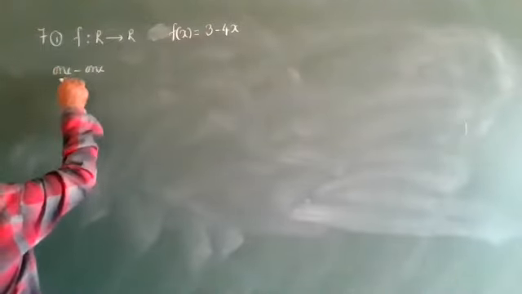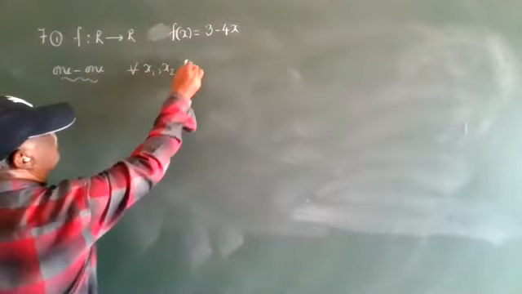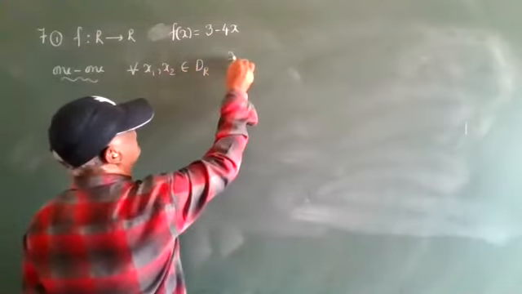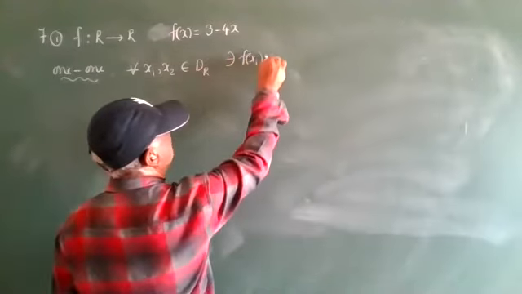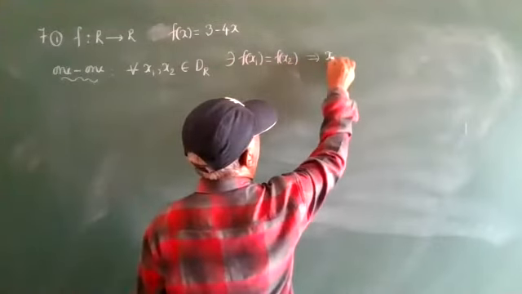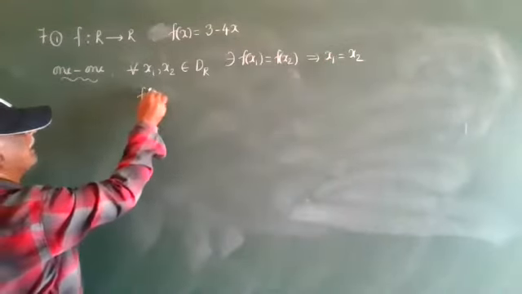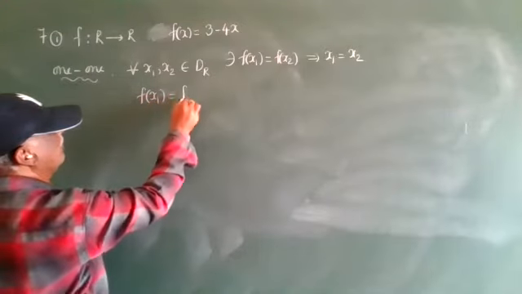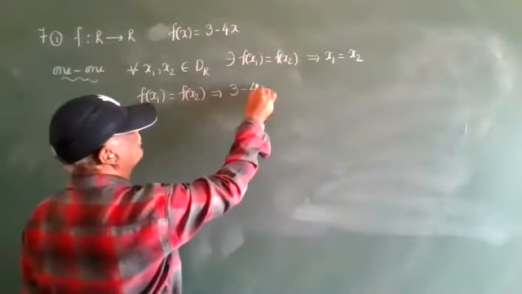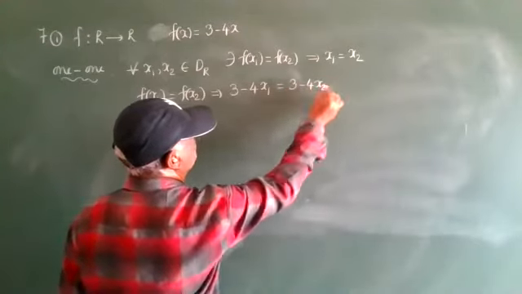1-1 means first write down the definition: for all x1, x2 belongs to domain R, such that f of x1 is equal to f of x2, we have to show that x1 is equal to x2. Everyone take f of x1 is equal to f of x2. That implies 3 minus 4x1 is equal to 3 minus 4x2.